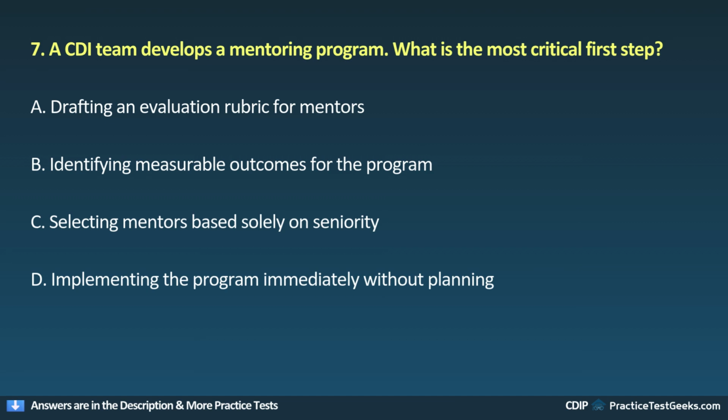7. A CDI team develops a mentoring program. What is the most critical first step? A. Drafting an evaluation rubric for mentors. B. Identifying measurable outcomes for the program. C. Selecting mentors based solely on seniority. D. Implementing the program immediately without planning.